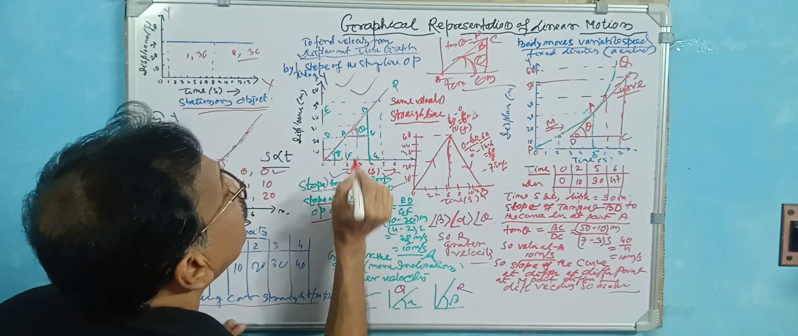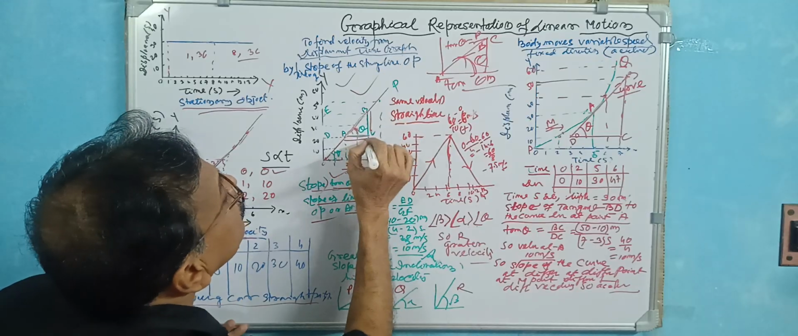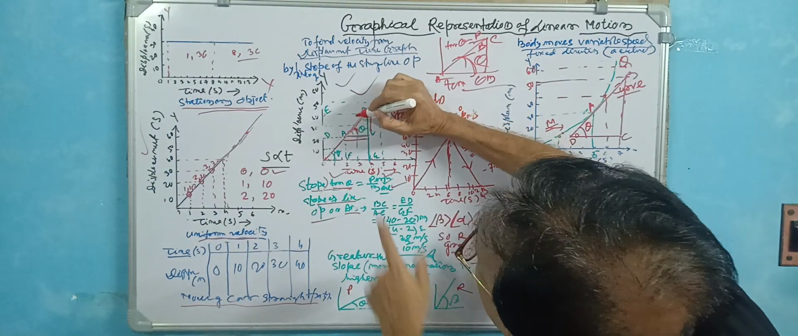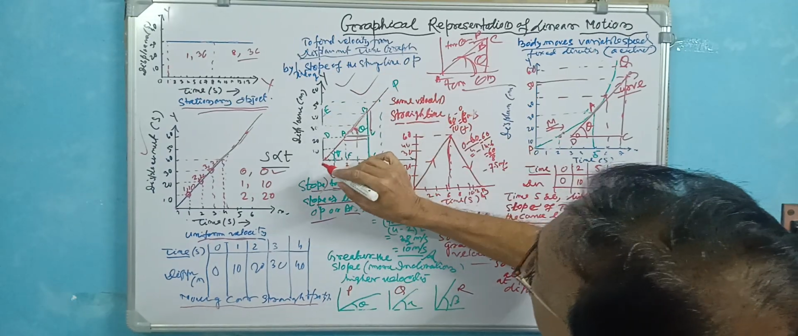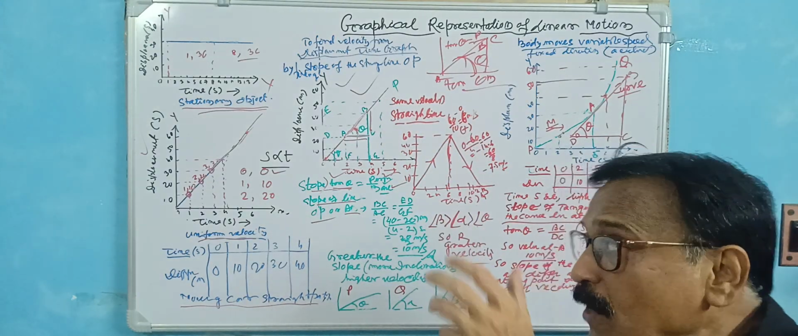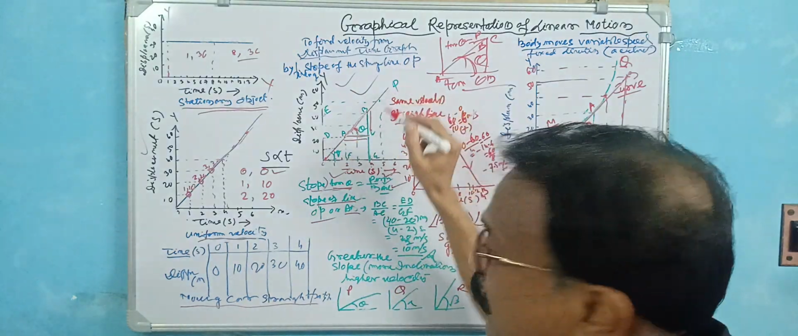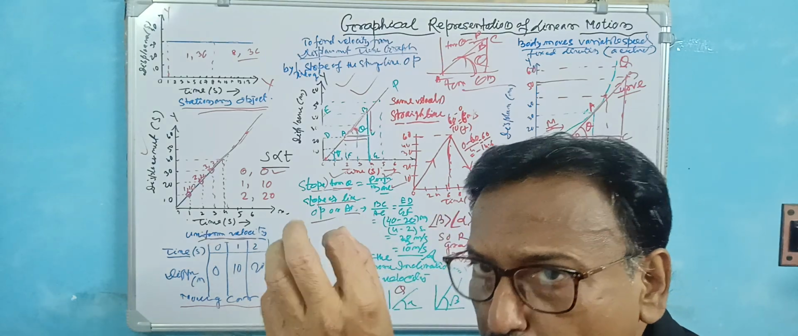So what is the slope of AB? Slope of AB is tan theta, so the slope is BC by AC. Is it clear to you or not? The slope of this line AB and the slope of this line OP are the same, because A and B are two points on OP. Is it clear? A and B are two points on OP. So the slope of AB and the slope of OP are the same.